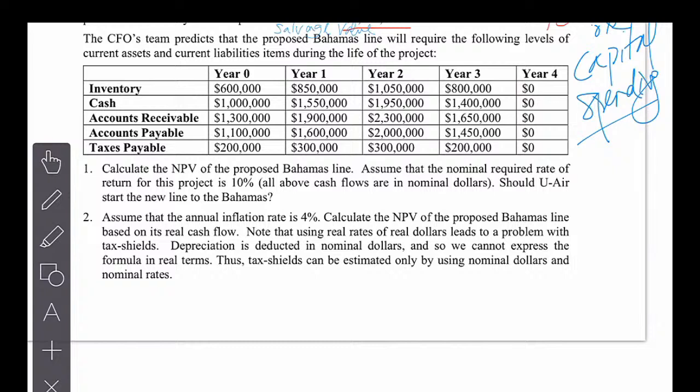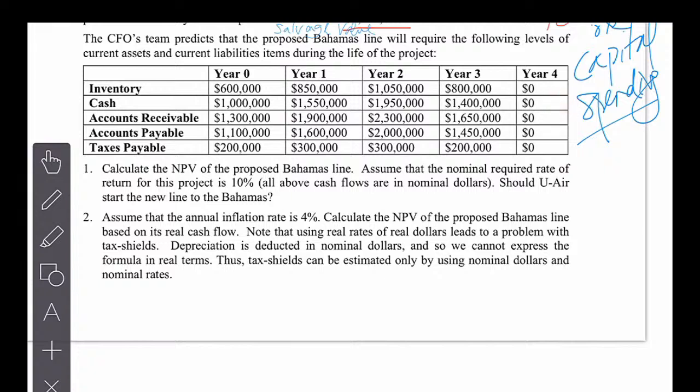$600,000 up front, and then by the fourth, you release those supplies, or you don't buy supplies. Okay, so you don't replenish, you basically close out your inventory. So then cash, you're going to need $1 million up front, a little bit more by the end of the first, a little bit more by the end of the second, and then you don't need cash by the end of the fourth year, because you're no longer going to conduct the airline to the Bahamas. Maybe you'll consider by that time another project, but you need to wrap this one up.